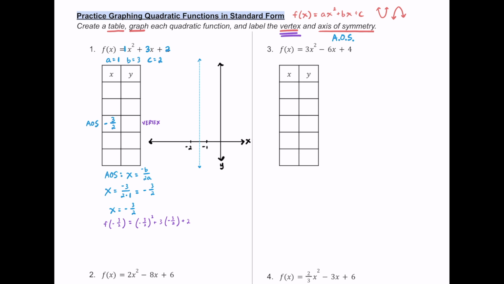If we find what f of this value is, squaring negative 3/2 gives positive 9 over 4. Then multiplying 3 by negative 3 over 2 means adding a negative 9 over 2.